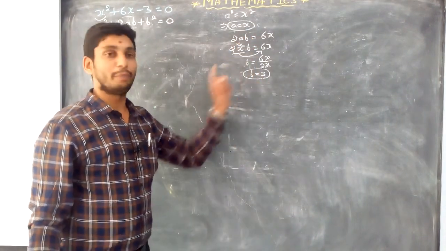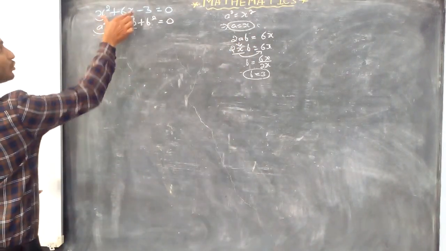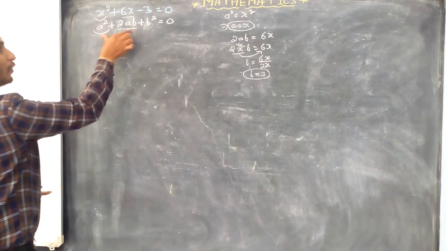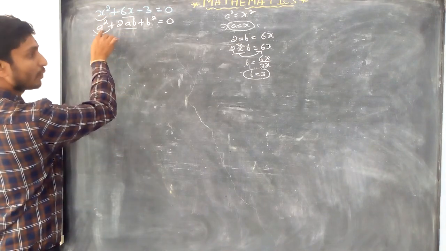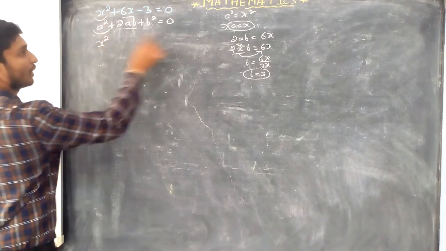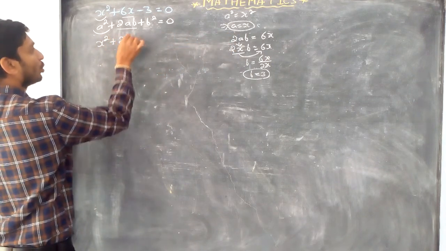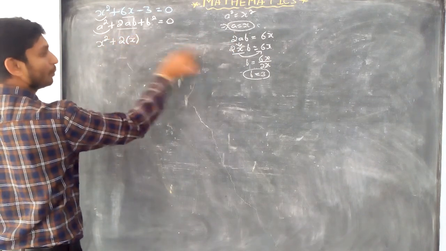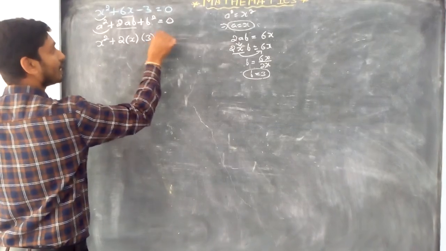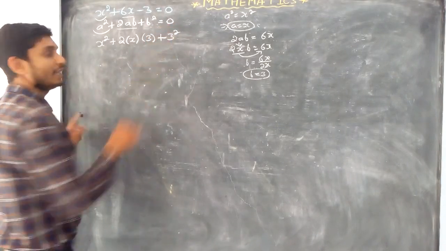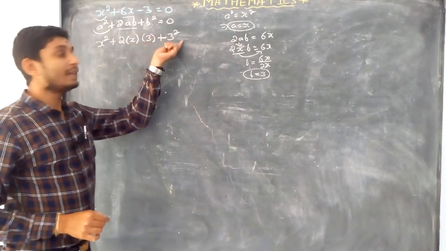We got a, we got b. Now write this in this form: a square means x square, plus 2 into a means x into b means 3, plus b square means 3 square. See, there was no mistake until here, now there is a mistake.